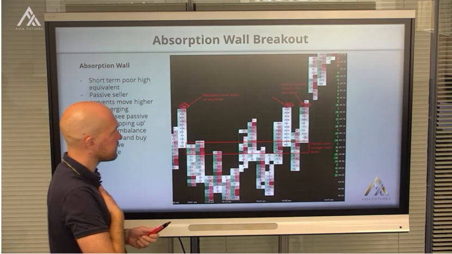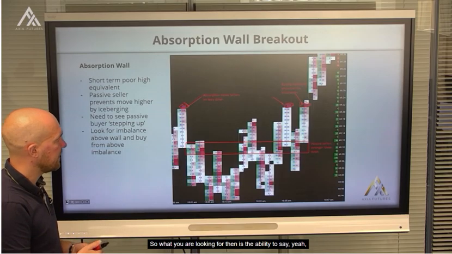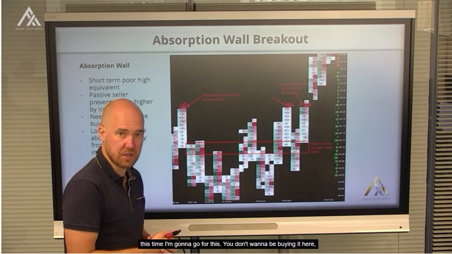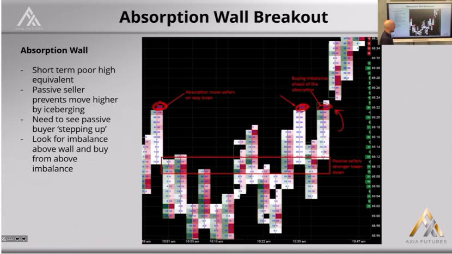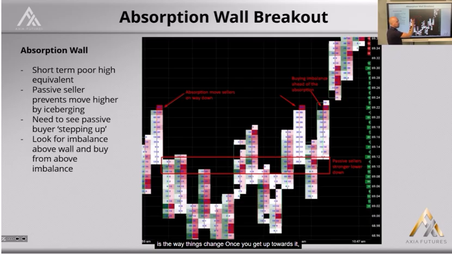So what you're looking for then is the ability to say, yeah, this time I'm going to go for this. You don't want to be buying it here. You don't really want to be buying it here. So what is it about this that makes this different? The main thing that makes this different is the way things change once you get up towards it.